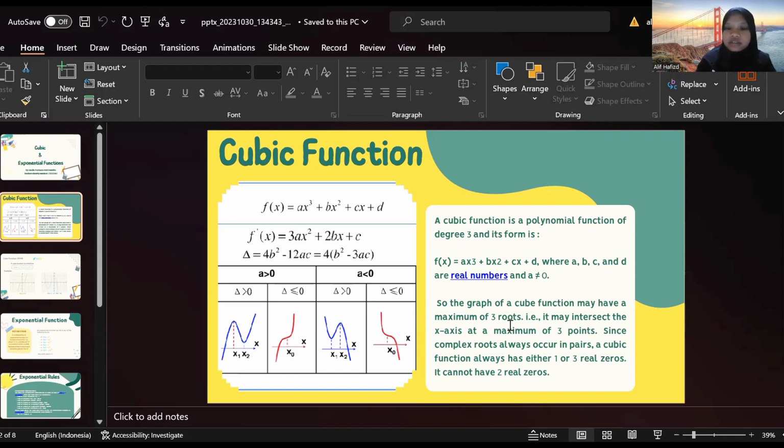It may intersect the x-axis at a maximum of 3 points, since complex roots always occur in pairs. A cubic function always has either 1 or 3 real zeros. It cannot have 2 real zeros.